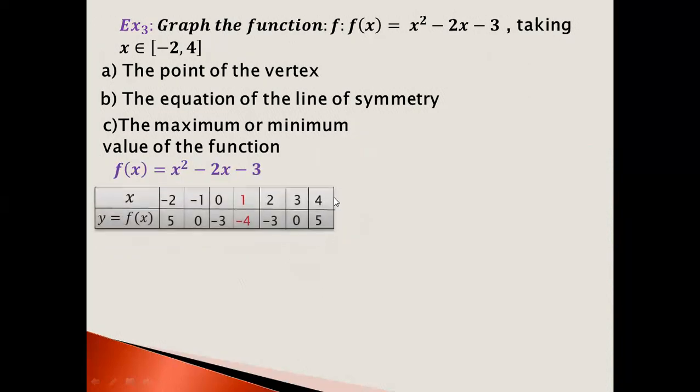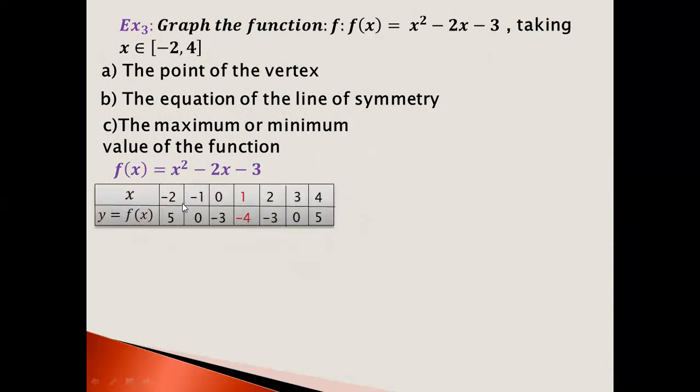At first, we need to make a table which contains the elements of the domain, or the interval, which starts from -2 till it reaches 4. And then we need to use these elements to find their images here. We can use the function rule to find the images of these elements.